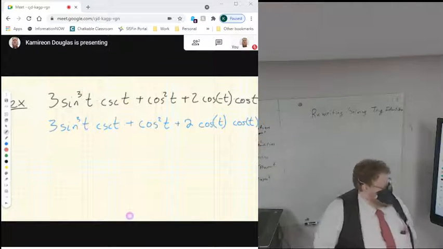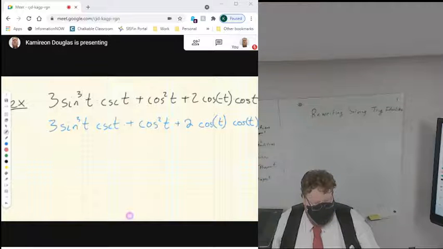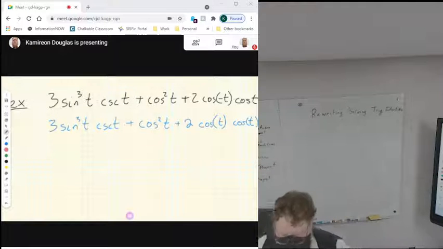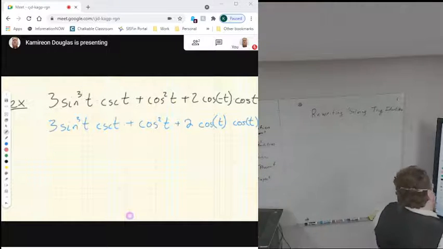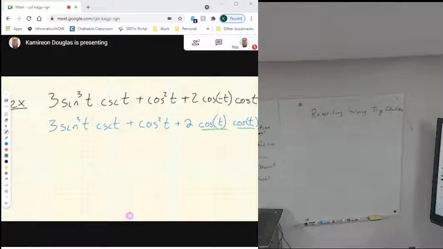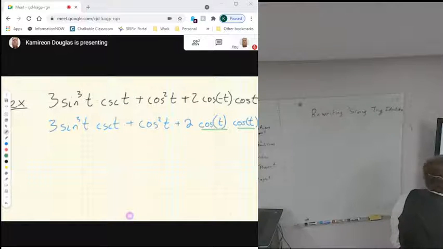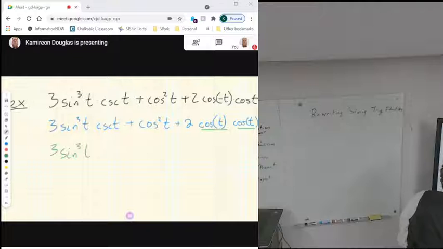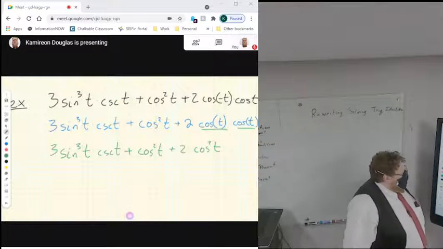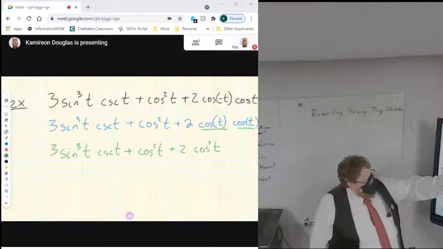All right. What can I simplify here? Two cosines can multiply to make cosine squared. So he's going to take this cosine times that cosine and get cosine squared. That's good. I like it. 3 sine cubed of t times cosecant of t plus cosine squared of t plus 2 cosine squared of t. That's less complex. I went from having 5 different things down to 4.